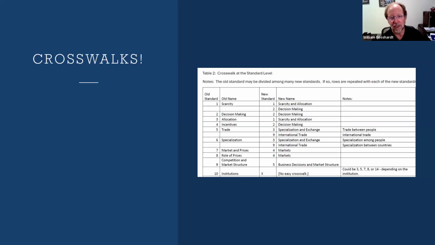And you've already actually seen the benchmark at the standard level. I was referring to that earlier. But if you want to just do it from standard to standard, that's also the case.